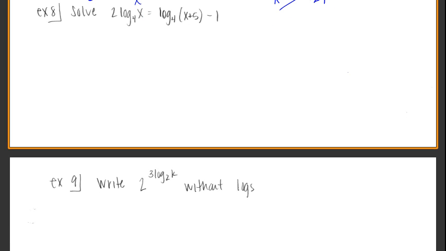Example 8. One more time. We've got several logs in here, so let's group them over to one side. 2 times log base 4 of x minus log base 4 of (x + 5) equals -1.